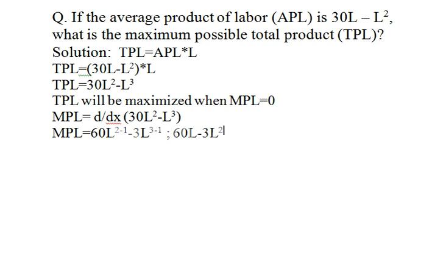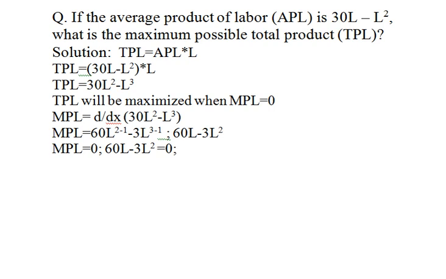We'll get, if we take L in common, L times 60 minus 3L equals 0. So with this equation we can say that L equals 0 or 60 minus 3L equals 0. These two are the possibilities. Employing zero labor is not possible, so the possibility is that 60 minus 3L equals 0.